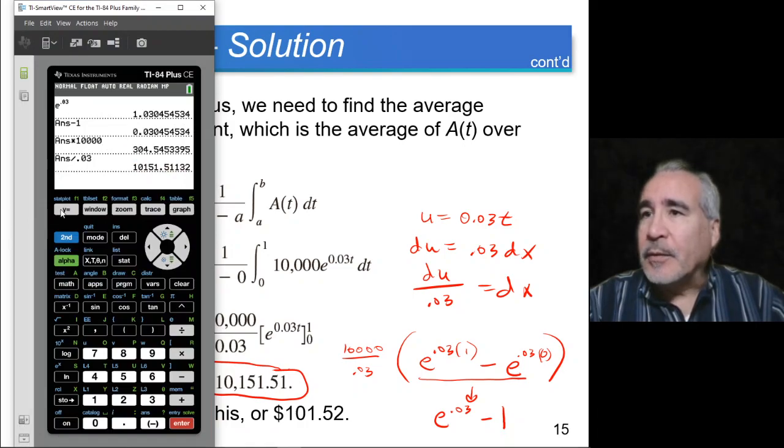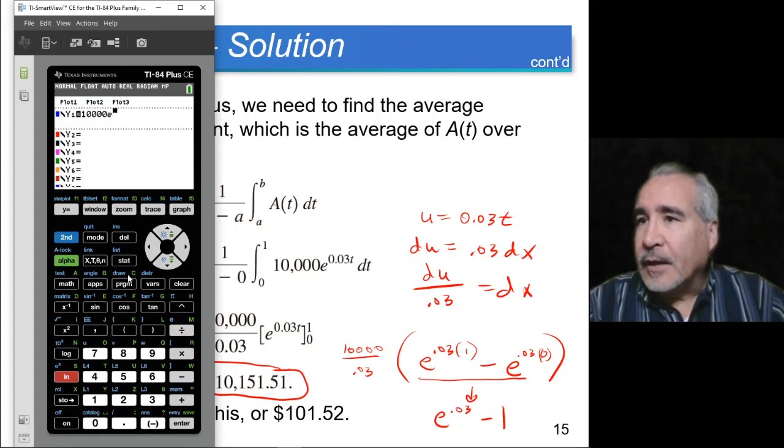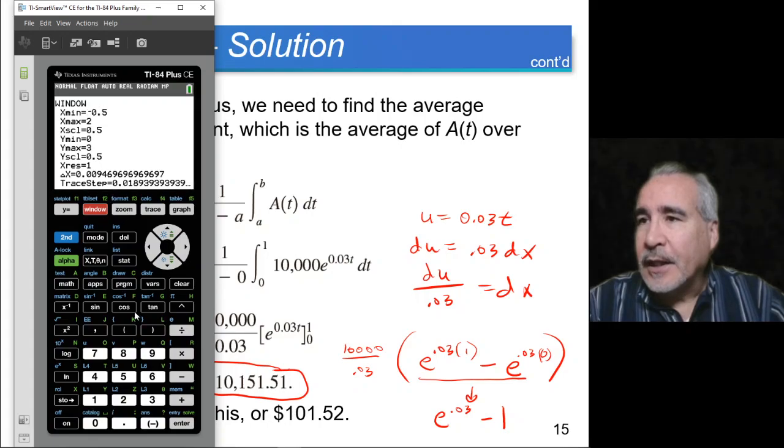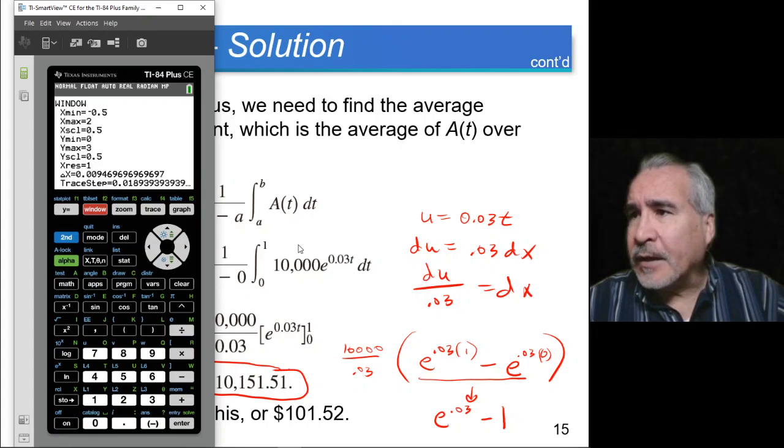Okay, so what we would have done, all we needed to do is put this in as 10,000, 1, 2, 3, e, and again it gives me the exponent 0.03x. Okay, now the one thing we got to think about is our interval. So x is going from 0 to 1. That's okay. So I go to my window. I'm going to go from minus 0.5 to 2, just to give us a little bit of extra room on the sides. And then I got to think of my y.